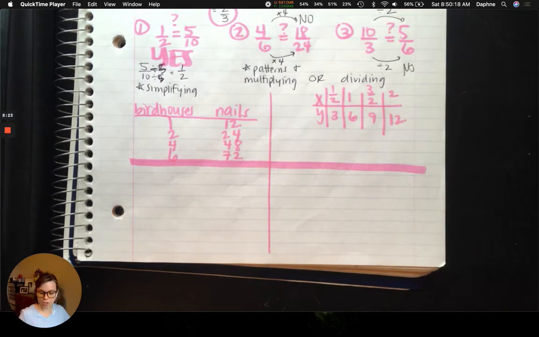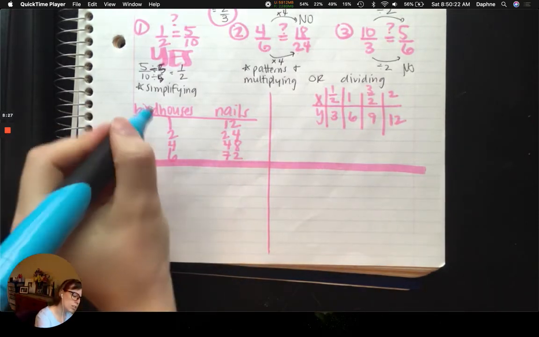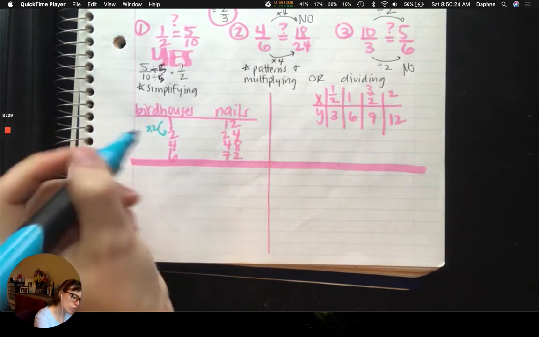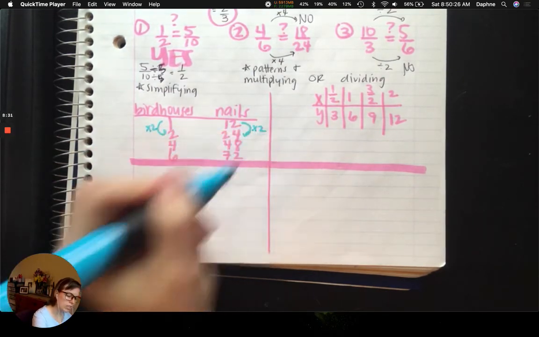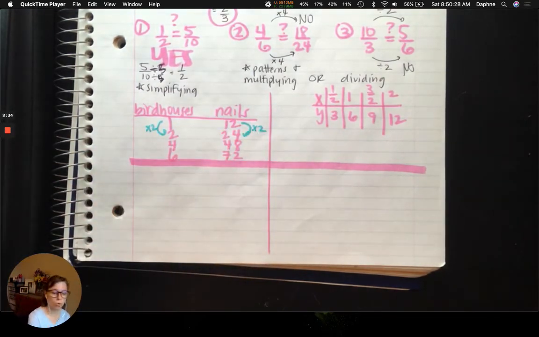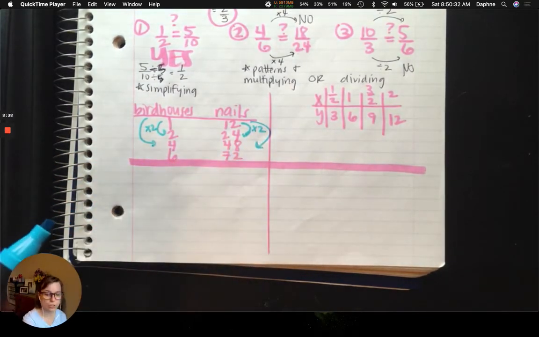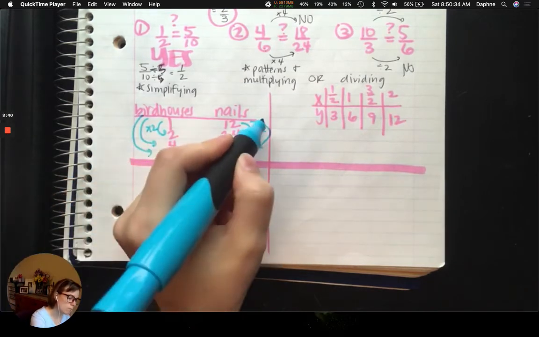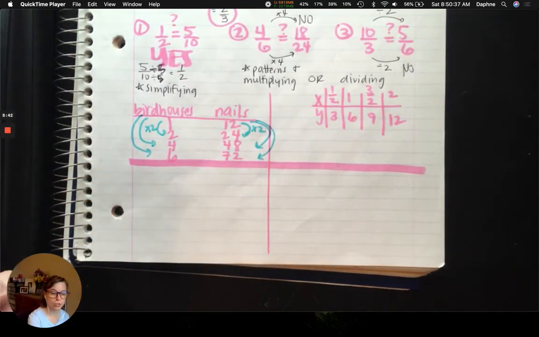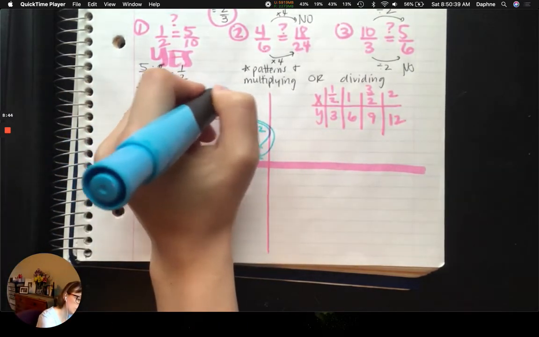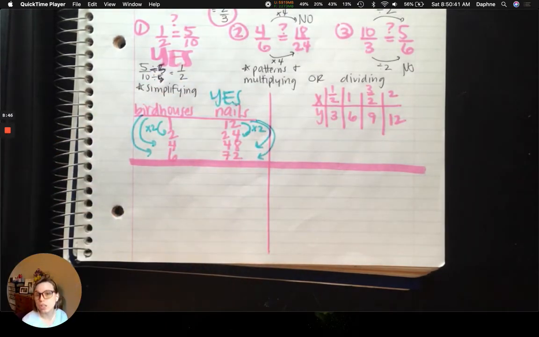I'm going to do these first 2. So on these first 2, if I multiply by 2, can I multiply by 2? Is that true? Yeah, 12 times 2 is 24. Multiply by 4? Multiply by 4. Yes, that's true. Multiply by 6. Multiply by 6. Yes, that's true. So this one is yes. They form a proportion or they are proportional.